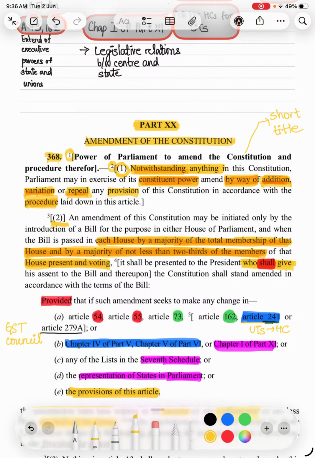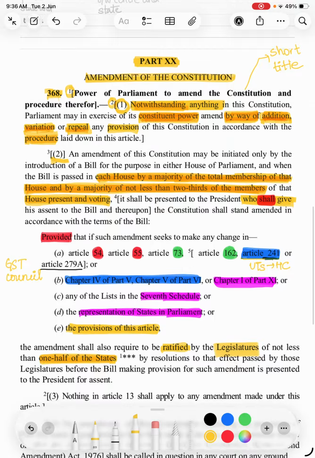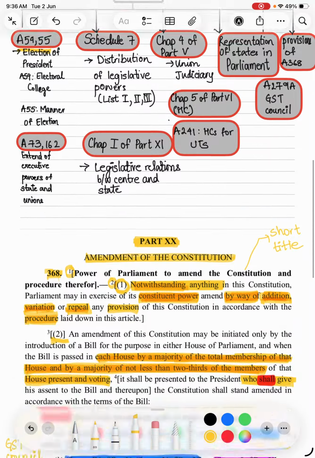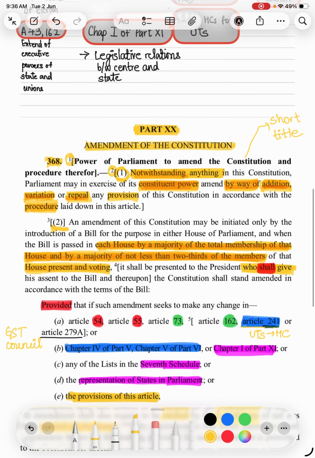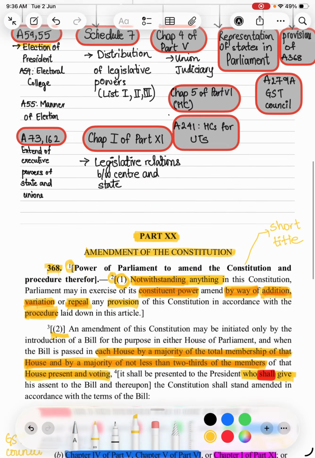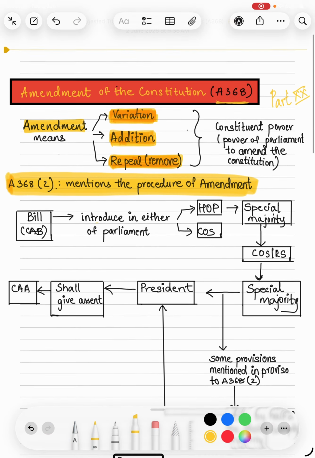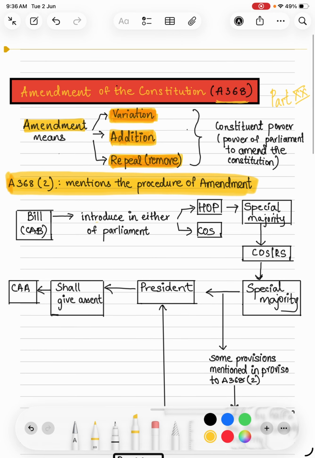Okay, so let's read clause 2. What is the procedure that is mentioned? I have explained to you, this is the actual article that is there in the constitution. Let's see what I have written here. I have told you that it is a constituent power of the parliament, that is the power of parliament to amend the constitution. There are two powers, ordinary power and constituent power.